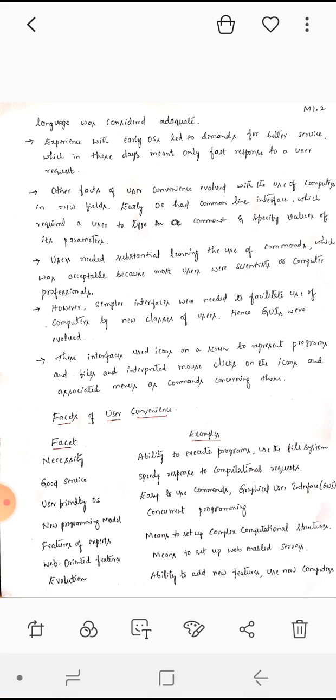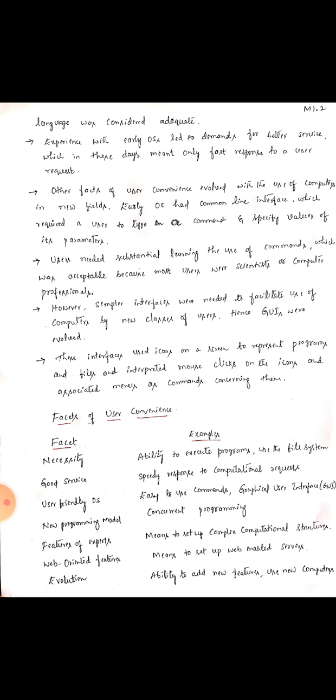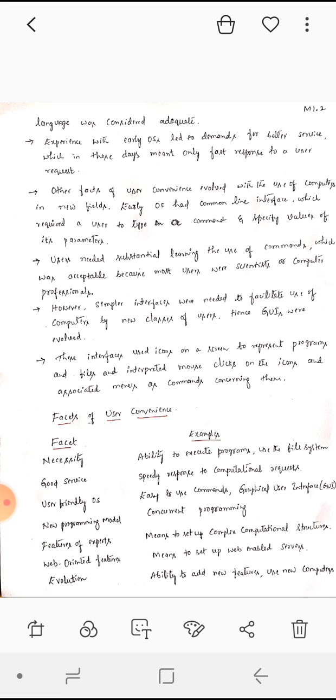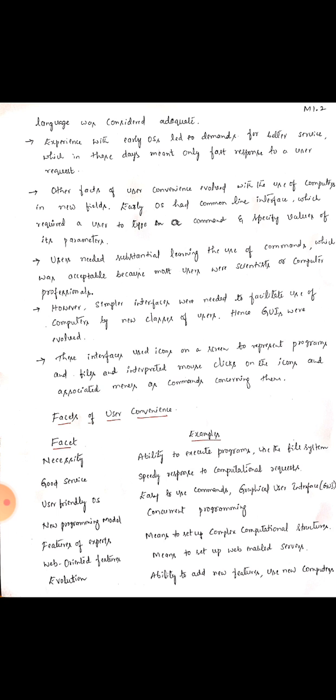Then user friendly OS. I said it should be easy to use, right? Graphical user interface. It is not like only a professional can use the operating system or a computer. Even a person with less educational knowledge can also operate a computer. That is the user friendliness we have.